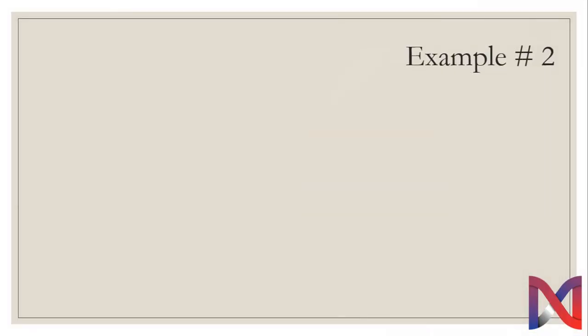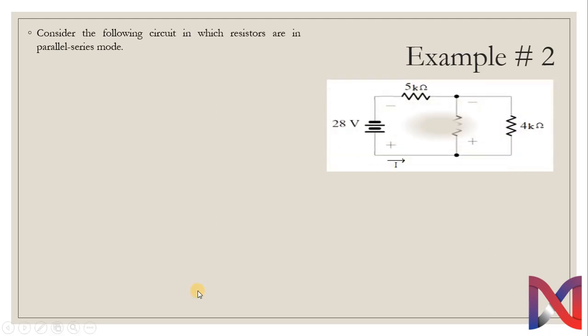Let's move to example number 2. Consider the following circuit in which resistors are in parallel series mode. Here we have 3 resistors, 5 kilo ohm, 4 kilo ohm and 4 kilo ohm, connected to a 28 volt source. Now you may think that this is a series parallel combination, however this is not, because we have the negative point of our supply above and the positive point of our supply below. So this loop will be like this. So it's a parallel series combination.